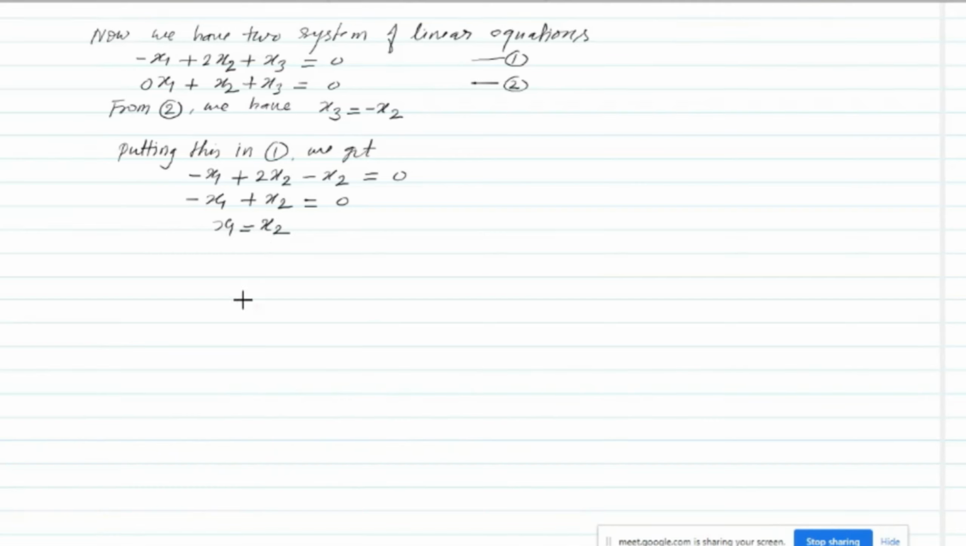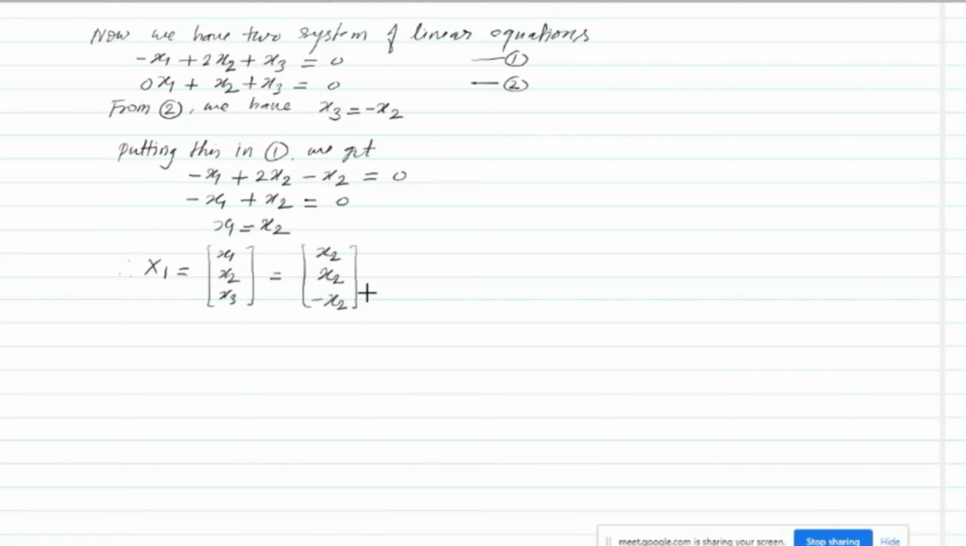So from this you get x1 equal to x2. Therefore write down your vector X, which is x1, x2, and x3. This is your eigenvector. So this is equal to x1 and x2. You can put x1 in place of x2, or x2 in place of x1, both are the same. So here I will put x1 as x2, x2 is x2, and x3 is minus of x2.